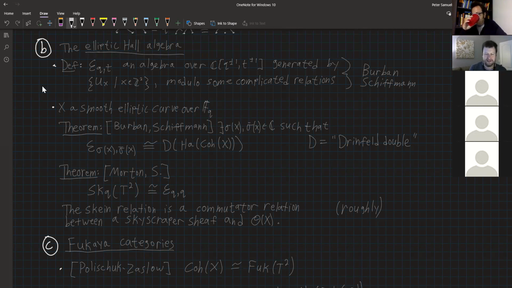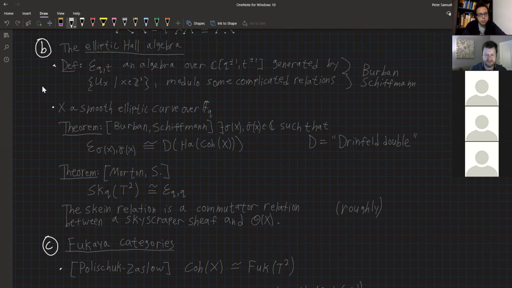So it turns out that this elliptic Hall algebra is related to Skein theory. Morton and I gave an explicit description of the Skein algebra for the torus, and Burban and Schiffmann gave an explicit description of the elliptic Hall algebra. So if you specialize their parameters to be equal, then we show that you get the Skein algebra for the torus.